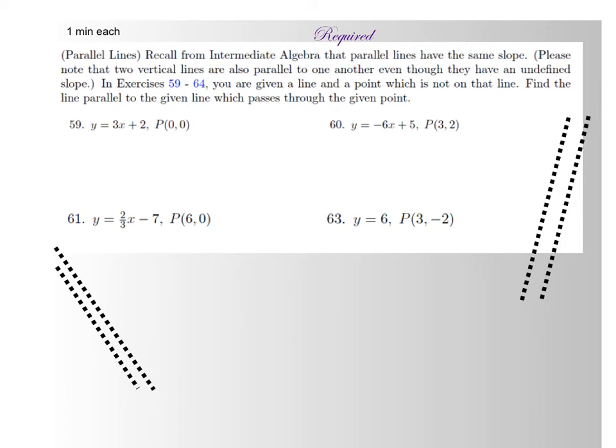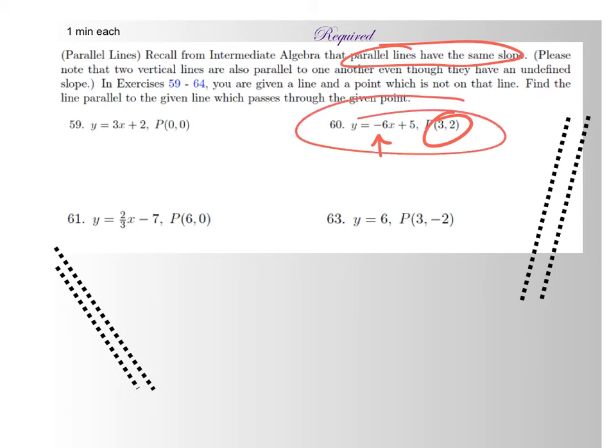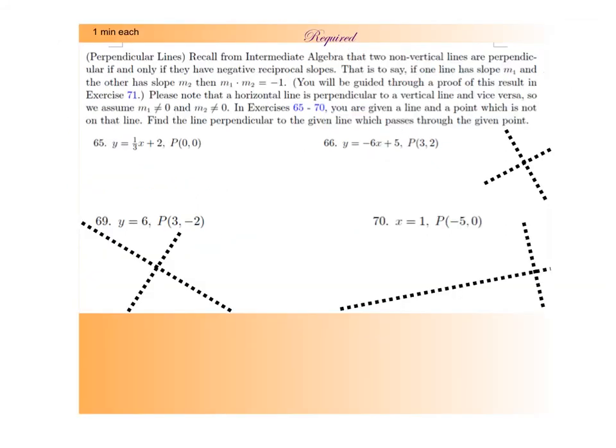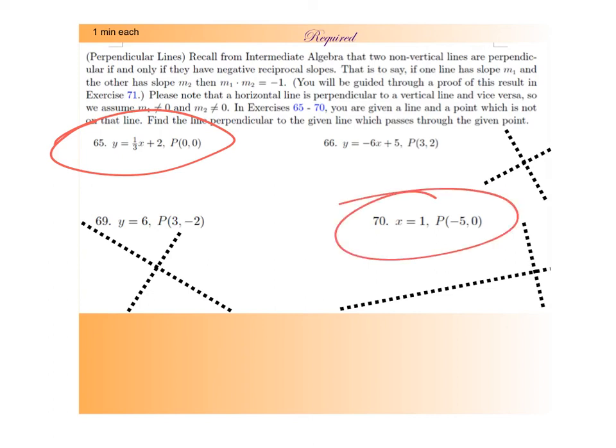All right, then we should do a couple of these. This is where they give you a point, and they say, hey, I want it to be parallel to this. Recall that parallel lines have the same slope. So we'll just do a couple that are parallel. Let's do 60 and 61. And then a couple that are perpendicular. We'll do 65 and 70.